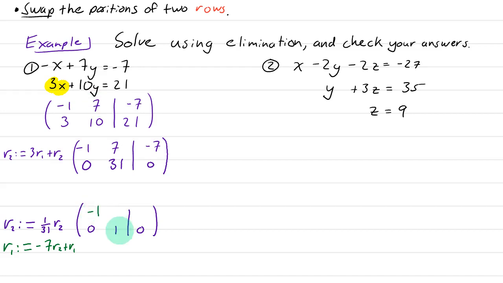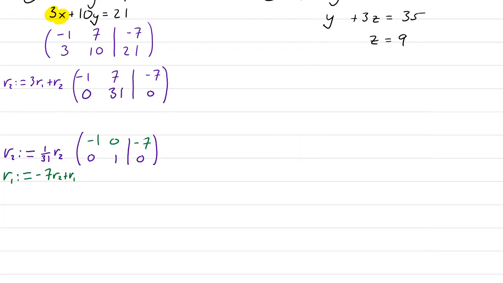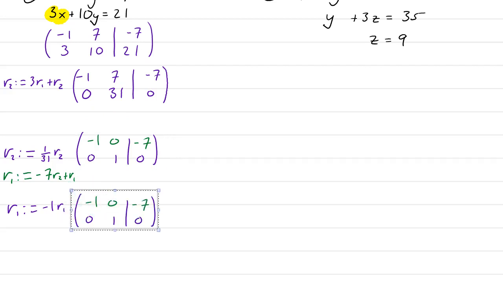7 plus negative 7 times 1 is 0. And negative 7 minus 7 times 0 is still negative 7. And then we can also do another scaling operation. Just say our row 1 is going to be equal to negative 1 times row 1. To make it the same as what it was here, just change this to a plus.